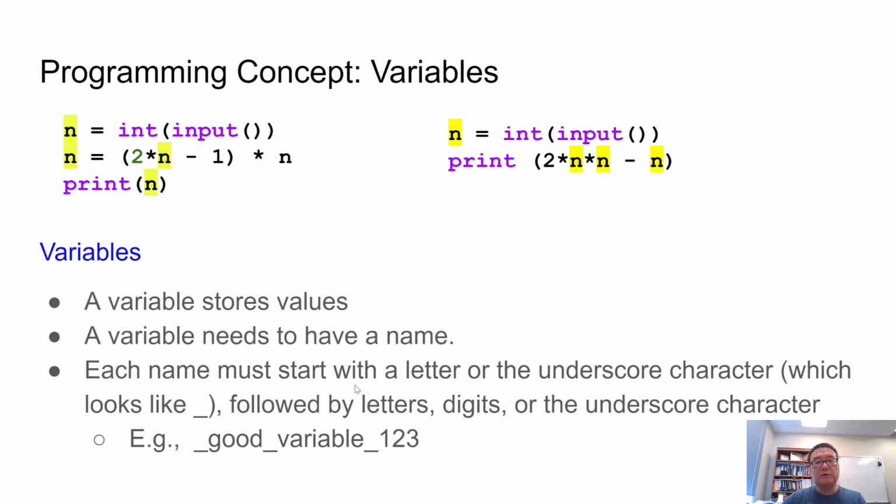The name of a variable must start with either a letter or the underscore character, which looks like this. It's followed by letters, digits, or underscore characters. For example, this is a fine name for a variable. And we allow underscore. One major reason is we can use words to make the name meaningful, and we can use underscore to separate them. Otherwise it's just a bunch of letters together, and it's more difficult to parse visually. Here, the things that are highlighted are the variables in the program.